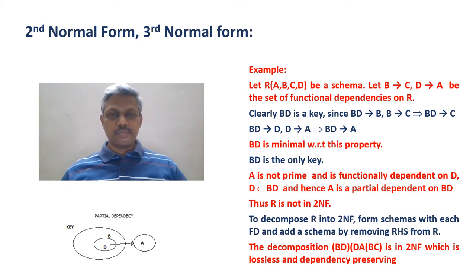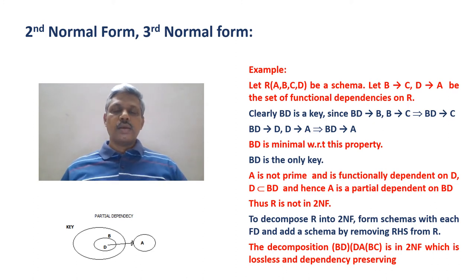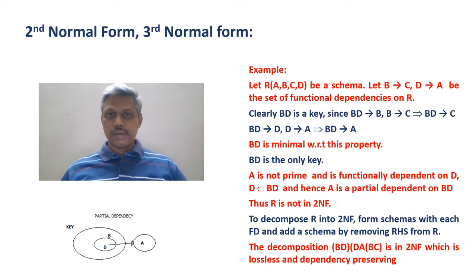Why? Because none of the functional dependencies holding on each of the schemas is a partial dependency, because only single attributes are there, so there is no question of partial dependency arising. And one more important observation here is that this is lossless. Why? Because the condition is satisfied for BD and DA. If you take BD and DA, D is in the intersection of both and D is determining A. So that satisfies the conditions of lossless join decomposition.